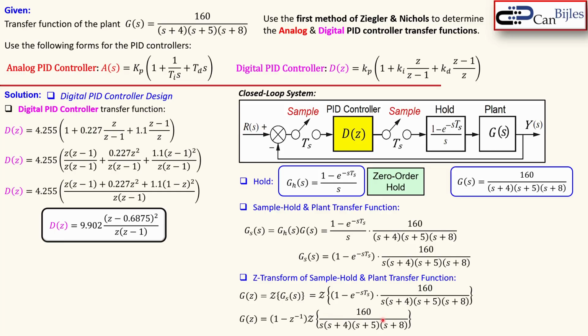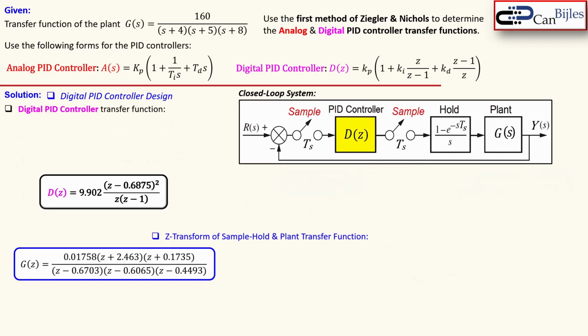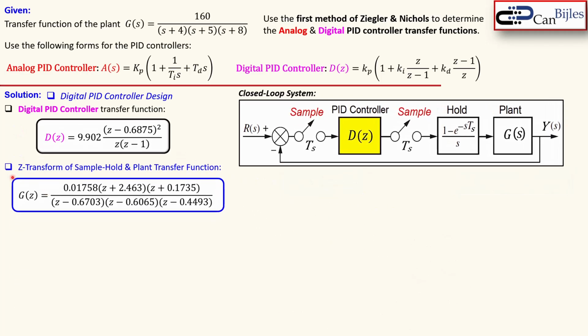But if you do that, you can also verify it by MATLAB, and you get this expression, where you see here the G of Z. Now, this is the transfer function we need, which will be used in the performance analysis of our digital PID controller. Now let's bring everything here. This is the digital PID controller transfer function we have designed, and this is now the sample, hold, and the plant transfer function all together in the Z domain, and now we will move on.